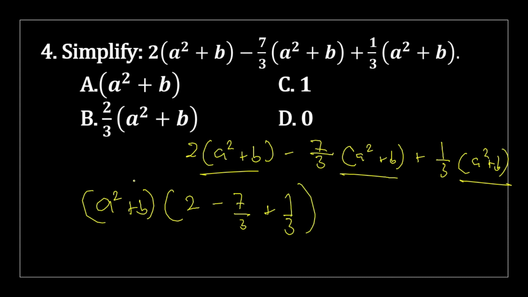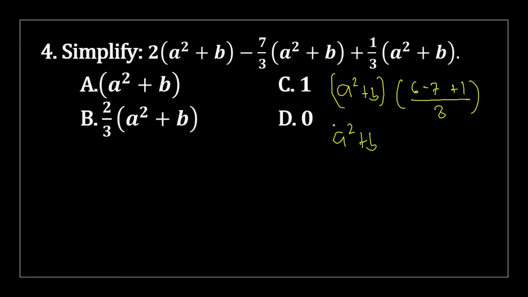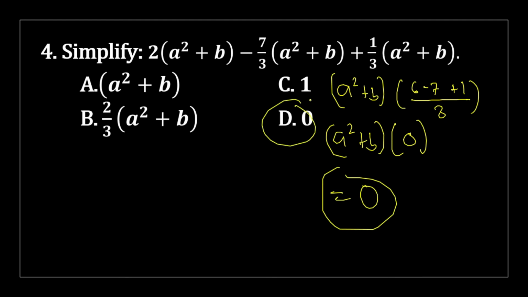So after that, we're just going to change this number 2 into a denominator of 3. And that is 6 over 3 minus 7 over 3 plus 1 over 3. So let's erase this first and let's continue. So we have a squared plus b multiplied by 6 minus 7 plus 1 over 3. 6 minus 7 is negative 1. Negative 1 plus 1 is 0. So this will be 0, because 0 divided by 3 is 0. So any number multiplied by 0, the answer is 0. The answer for this is letter D.